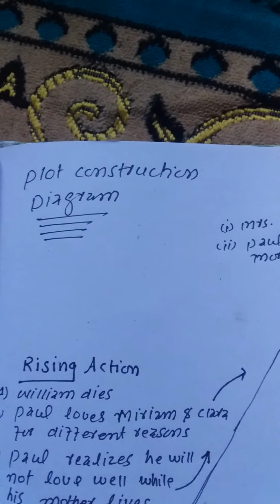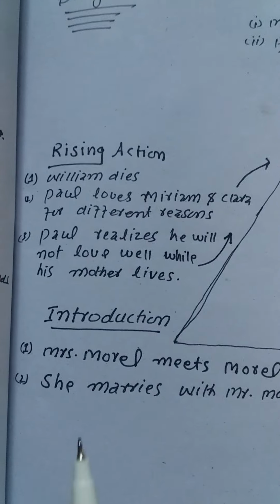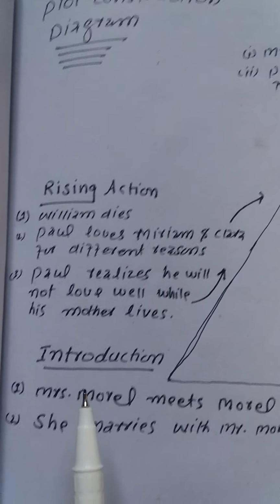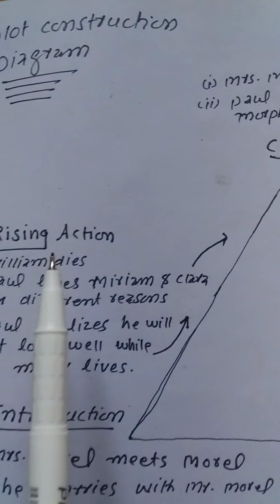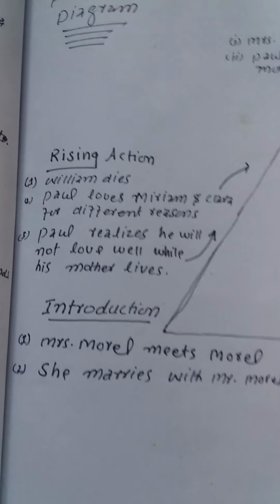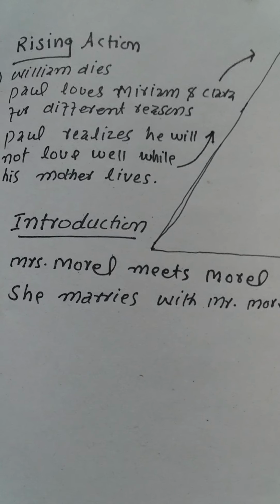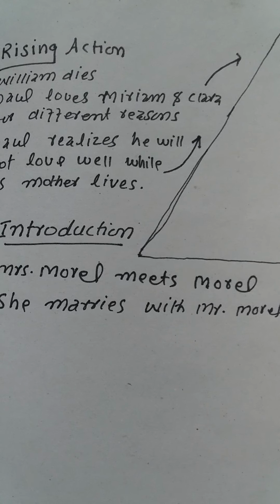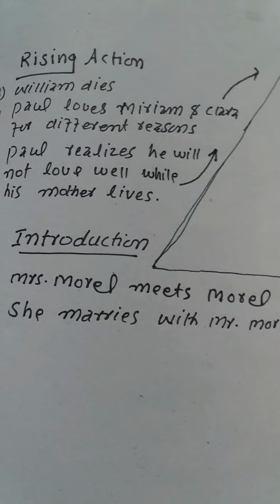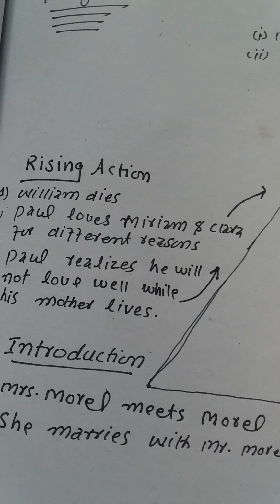Now I am going to discuss the plot construction diagram of the novel as well. Plot construction diagram consists of 5 parts. The first one is introduction, second one is rising action, then climax, falling action, and resolution. In the introduction part, as I mentioned in the summary, Gertrude meets Mr. Morrell, and after a few weeks she marries him.